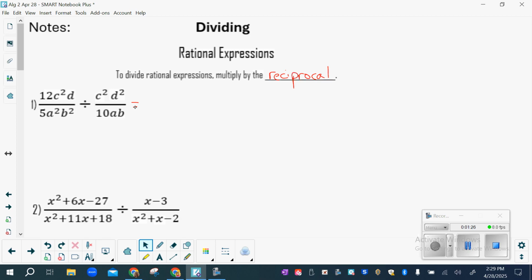Okay, so we are dividing. So we need to rewrite as 12c squared d over 5a squared b squared times, what do we do with the second fraction? Flip it. Yes, we take the reciprocal. Thank you, those of you who are sitting quietly.